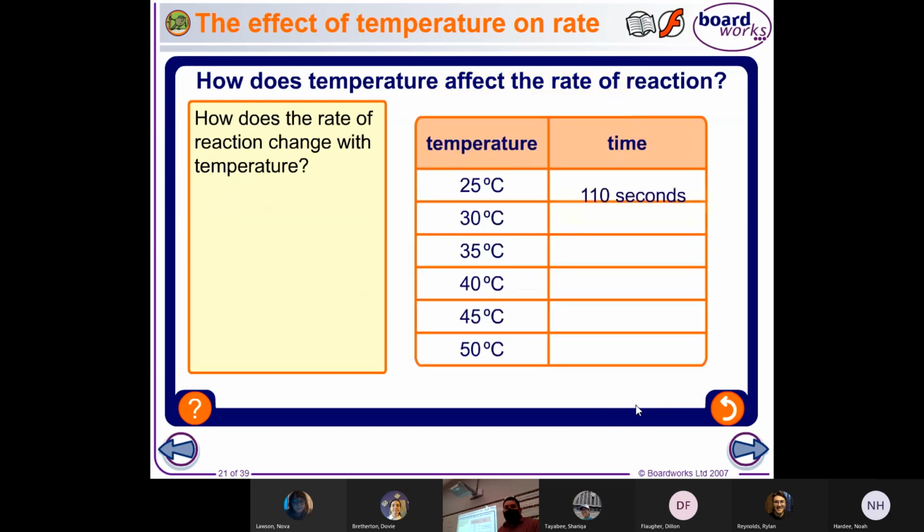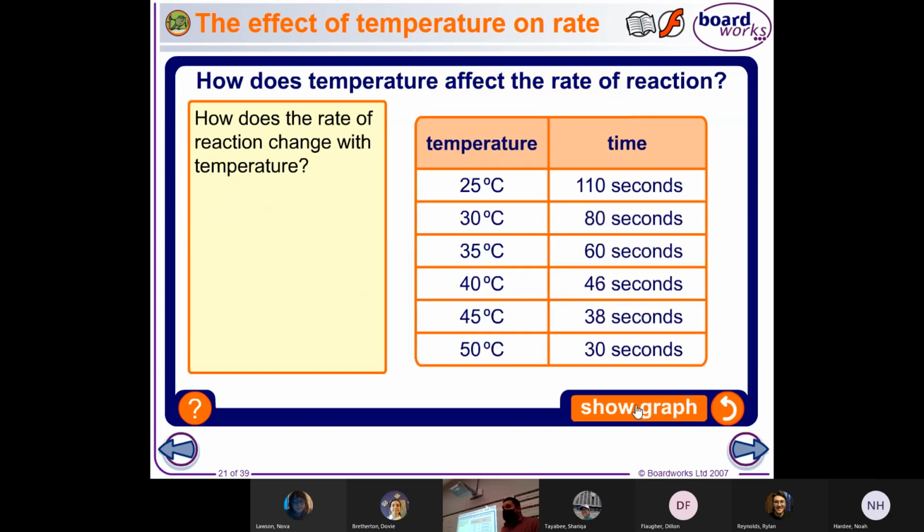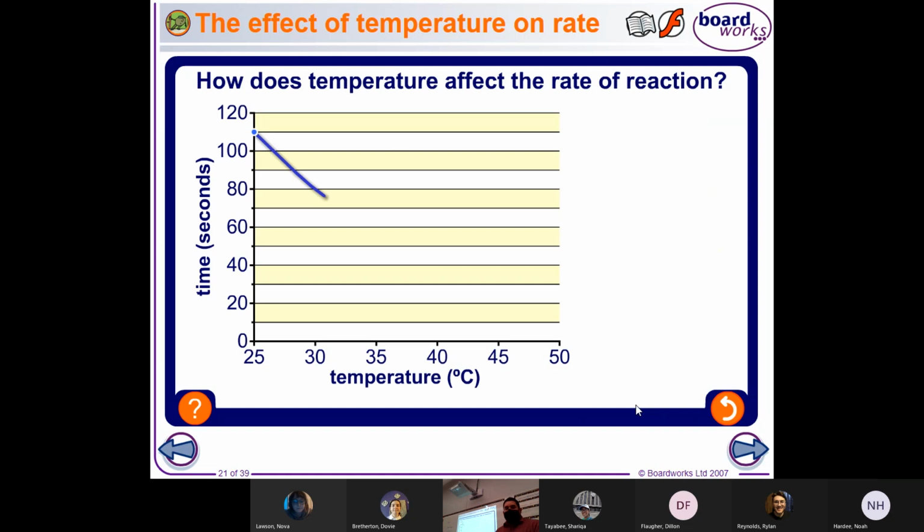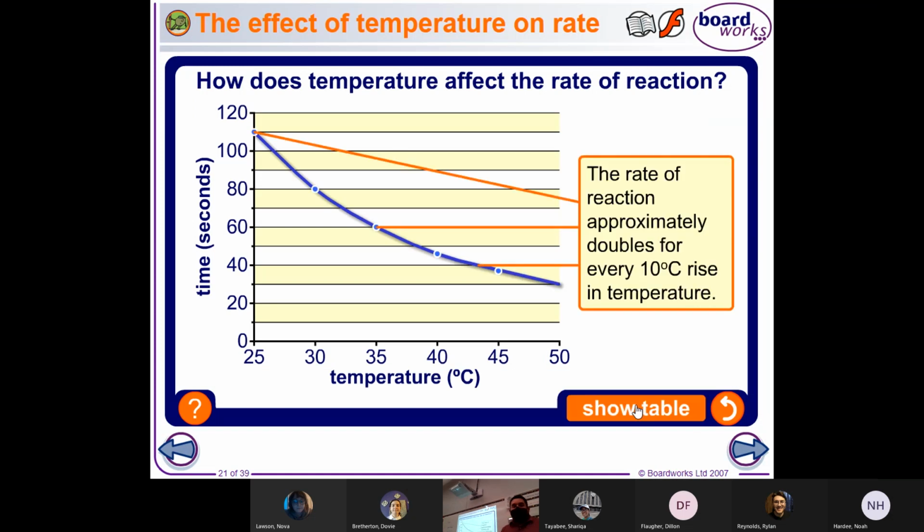And then we can actually warm it up. We can put it on a hot plate and do it again and again at different temperatures, and we end up with a graph that looks something like this. So as we increase the temperature of that solution, it gets cloudy faster and faster and faster. It's a really common little demo.